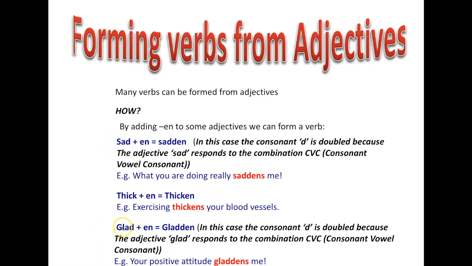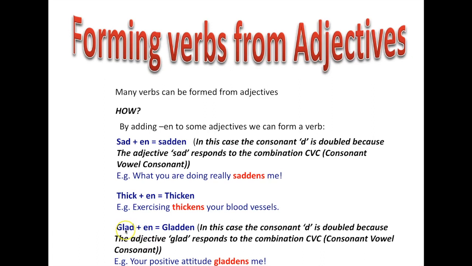Okay, so we also have the adjective glad, which is the opposite of sad. Tenemos el adjetivo glad, que es el opuesto de sad, que es triste. Este es alegre. Le adicionamos en y obtenemos gladden. Aquí tenemos el mismo caso de sad, que tenemos que doblar la consonante porque el adjetivo glad tiene la misma combinación consonant, vowel, consonant.